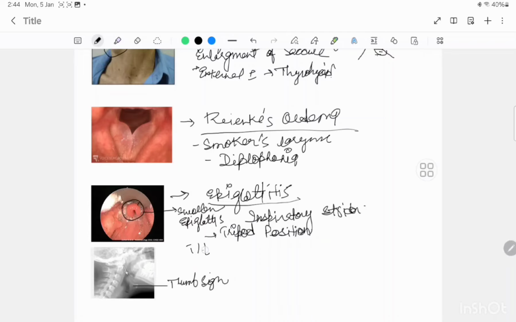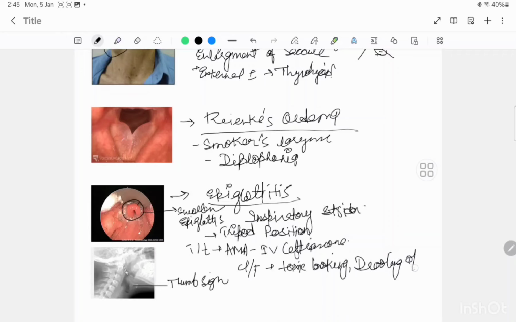Treatment is antimicrobials. Usually IV ceftriaxone is given. Clinical feature is a toxic looking child with drooling of saliva. Also, there is a hot potato voice.